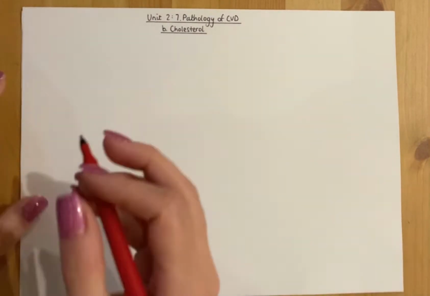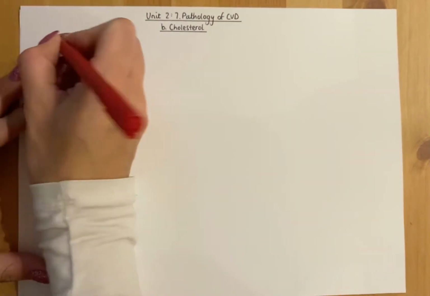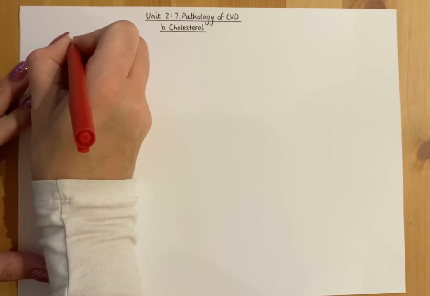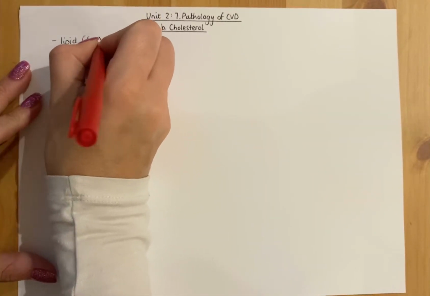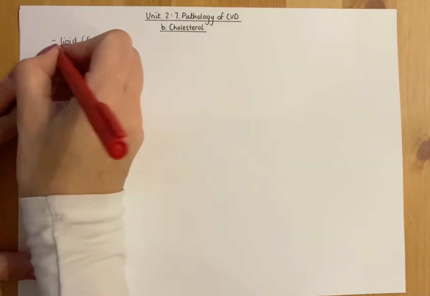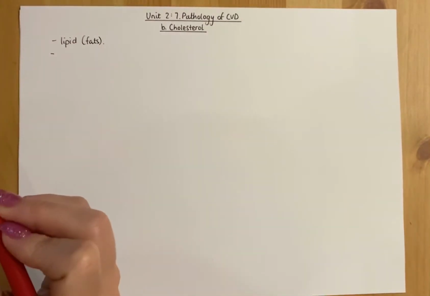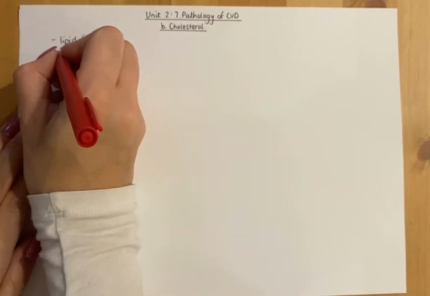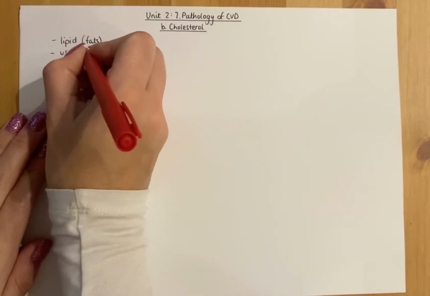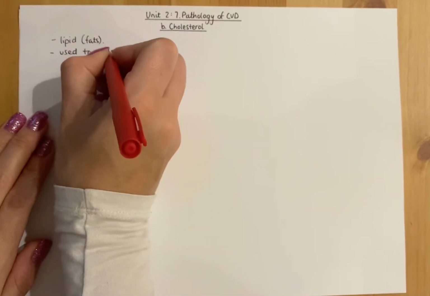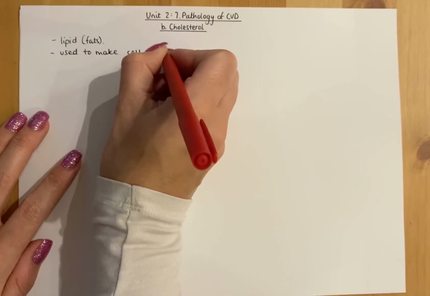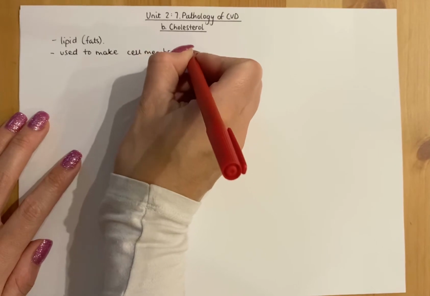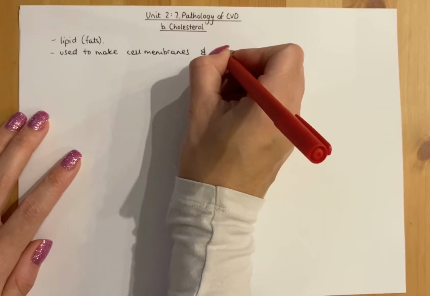So cholesterol, then, you need to know the general features of it. Cholesterol is a lipid, right? And lipids are generally fats. Cholesterol is needed in the body. It generally gets quite a bad rep, but it is used in the body to make a bunch of things. It's used to make two main things in particular. It's used to make cell membranes, and also it's used to make sex hormones.